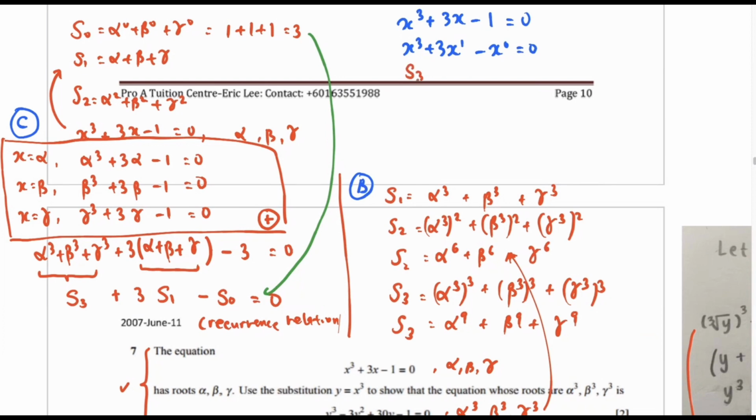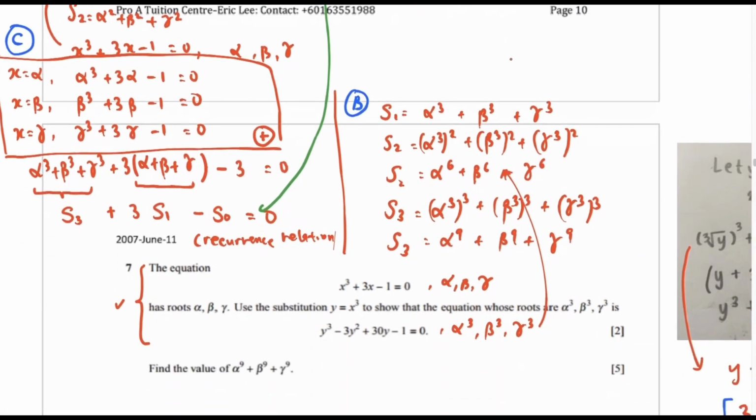This is S3. You see cubed and S3. You see 1 and S1. You see 0 then S0. We can easily look at the cubic equation and change it to a recurrence relation. That is the shortcut. Yeah, this one is very important. Likewise, one more example again. I call this C.